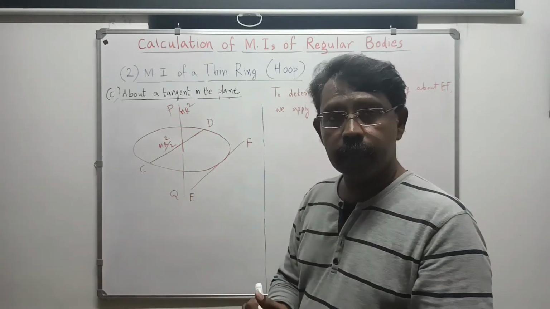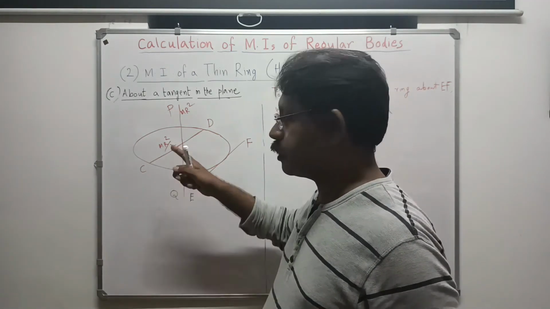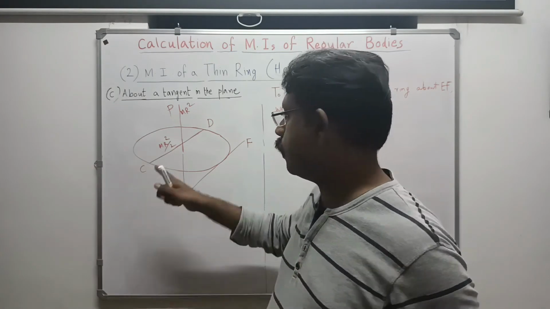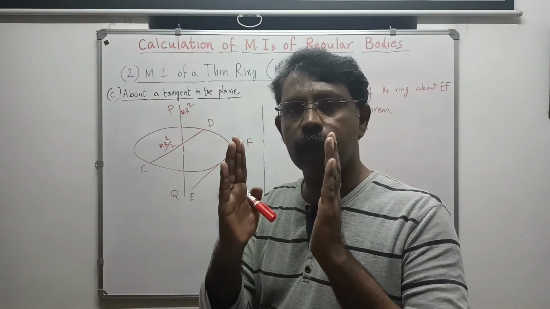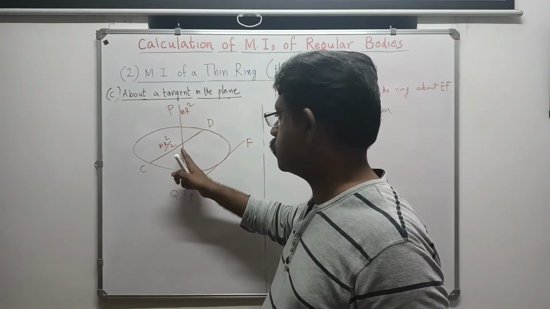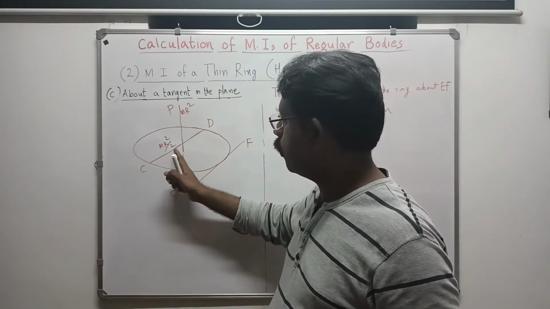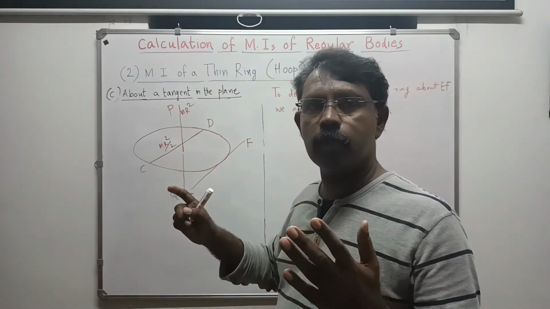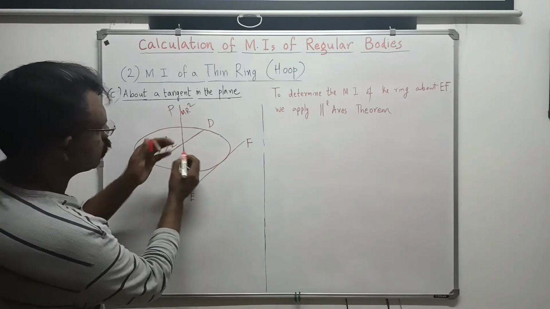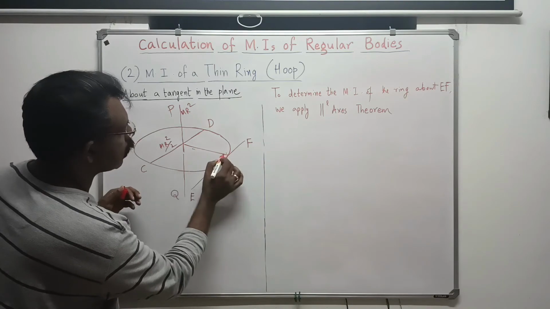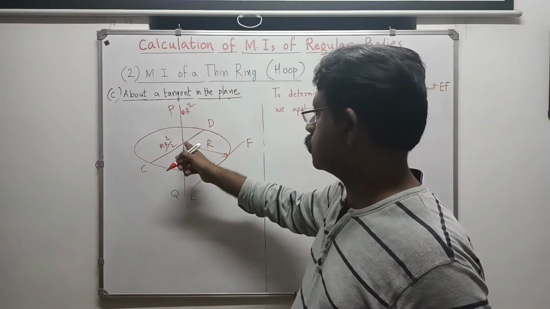Now we can note immediately that these are parallel axes. This is an axis passing through the center. If I know this one, I can calculate the moment of inertia about this one. Just apply the parallel axis theorem. So what is the parallel axis theorem? The moment of inertia about this axis is equal to the moment of inertia about this axis plus the product of mass and the square of the distance between this axis and this axis. The distance between the two axes is nothing but the radius.